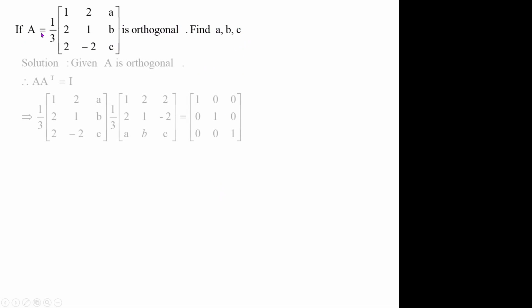The last example is: if A is equal to the given matrix and is orthogonal, find a, b, c. So A is given as orthogonal. Orthogonal means what do we have? A into A transpose is equal to I. So let us find A. A is given. Let us find its transpose. We know very well how to find the transpose: interchange the rows and columns of the given matrix. This is equal to I.